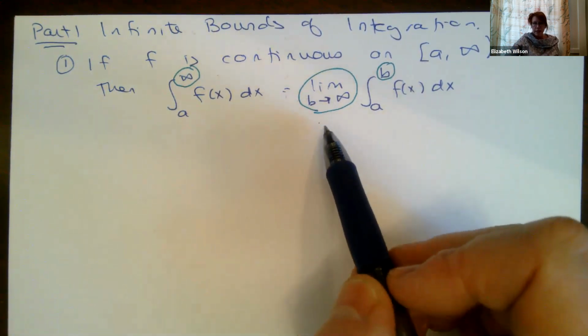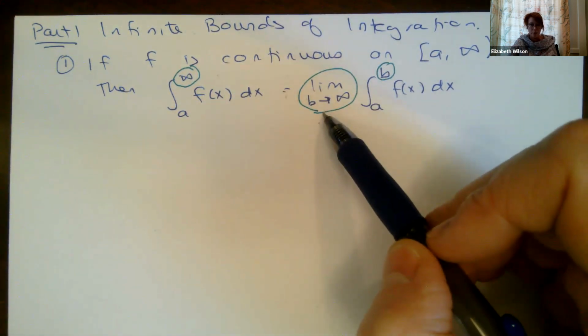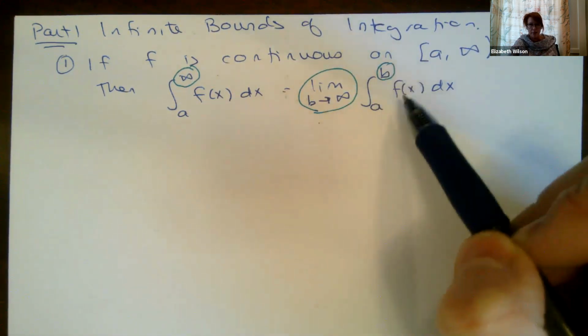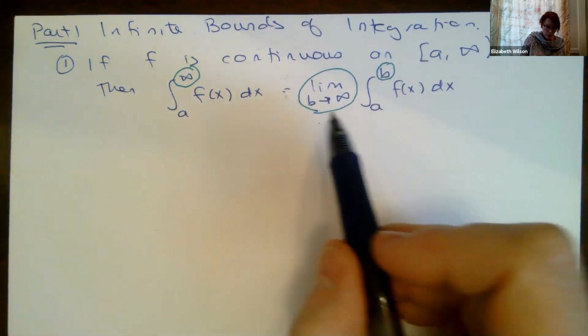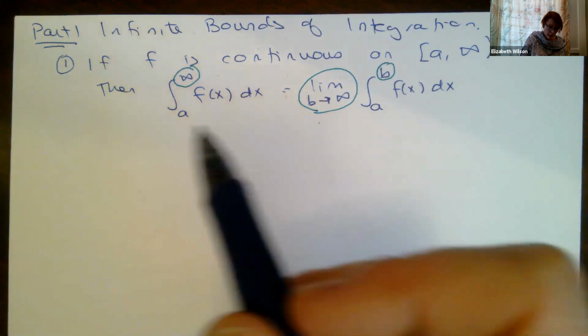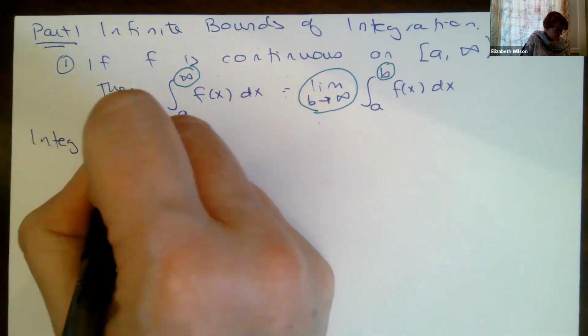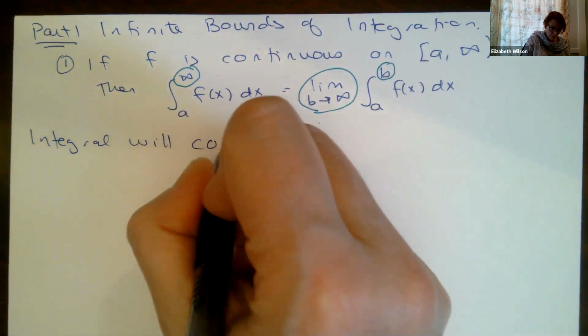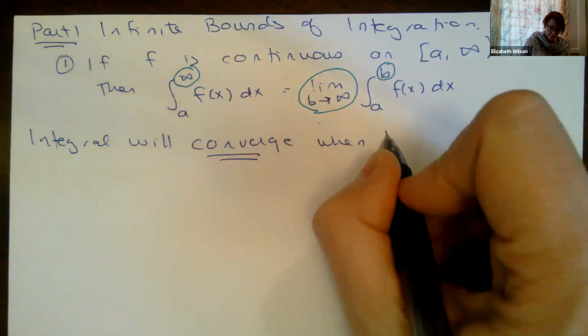If you get a problem like this on a quiz or a test or homework and you don't write limit as b goes to infinity, you don't replace this and start analyzing it with the limit, you will lose points. So make sure that you are showing that you understand this is how we're processing an improper integral: limit as b goes to infinity. Now what we're going to say is that the integral will converge when the limit exists.